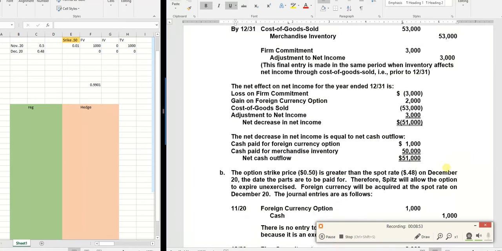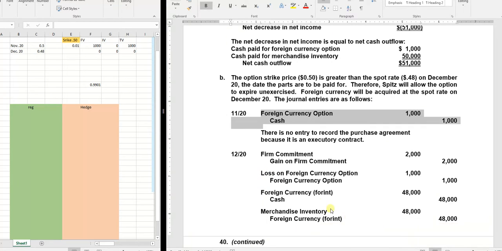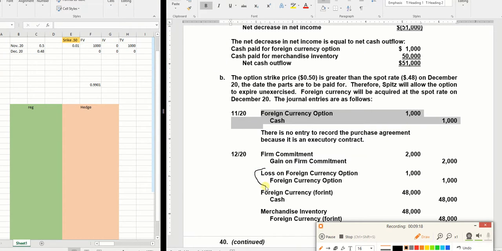All right, next one. What happens if it goes to 0.48? So again, on 11/20, I have no entry on the regular side because all I did was sign an agreement. I bought the foreign currency option for $1,000 in cash. Then on the 20th, I need to adjust my foreign currency option. I'm going to do this one first.